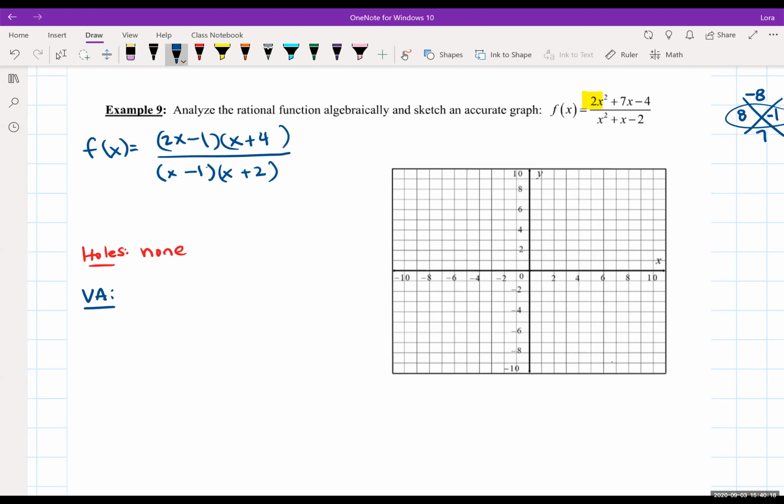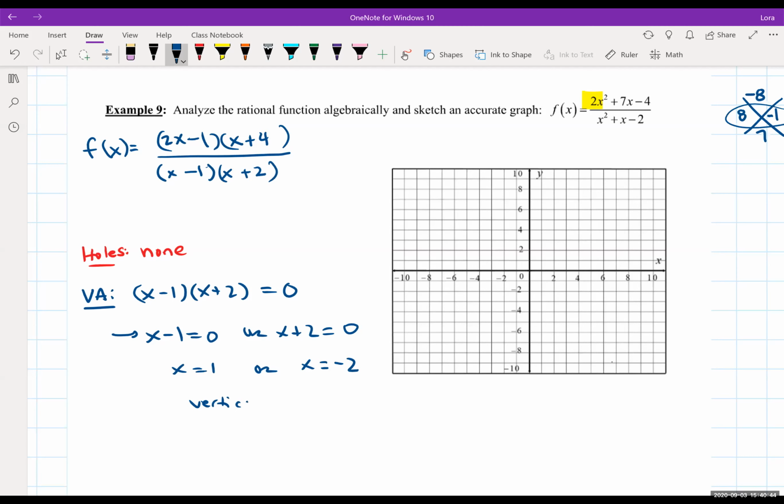The next thing to double check is let's look for vertical asymptotes. With our vertical asymptote, we're going to set our denominator, x minus 1 times x plus 2, equal to 0. And right away, we have solutions to that equation. We should get x minus 1 equals 0 or x plus 2 equals 0. In other words, x equals 1 or x equals negative 2. And again, remember, these are both vertical lines. So we actually have 2 vertical asymptotes.